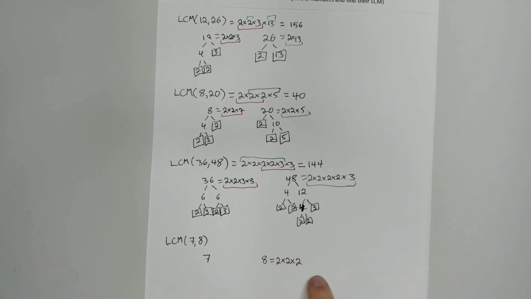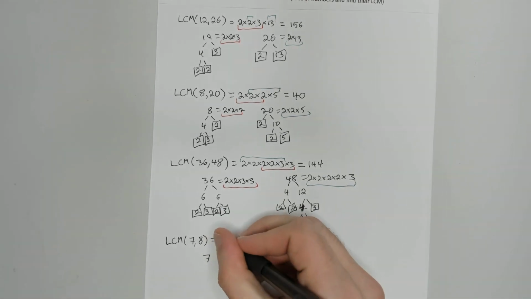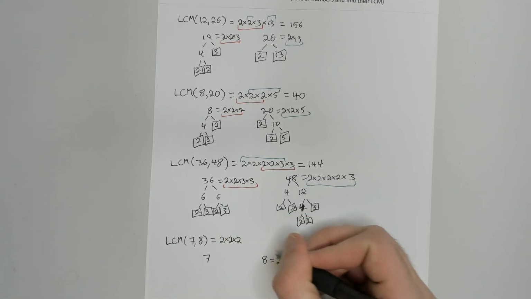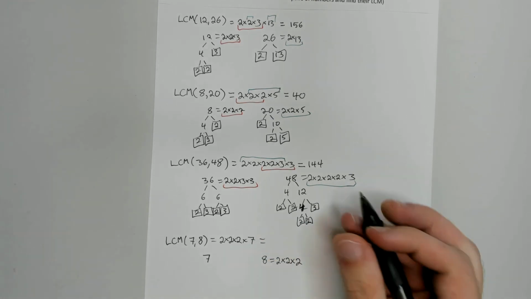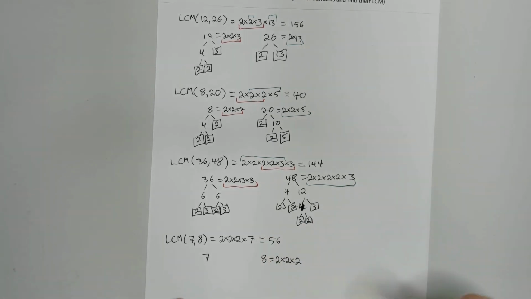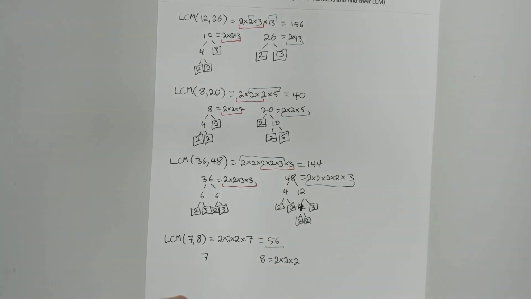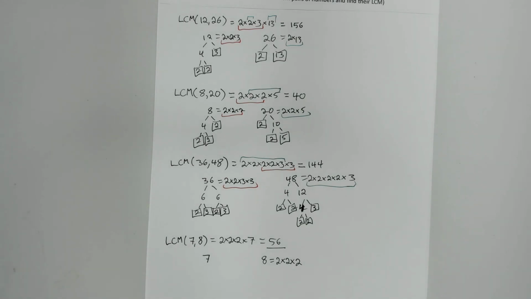So to combine all of these prime factors, we just simply need to do 2 times 2 times 2 for the 8 times the 7 for our 7. And so this is going to be 8 times 7, or 56. So the lowest common multiple of 7 and 8 is actually going to be 56. All right, so we're good to go. We just did number 1.